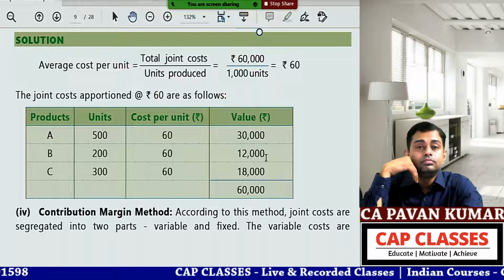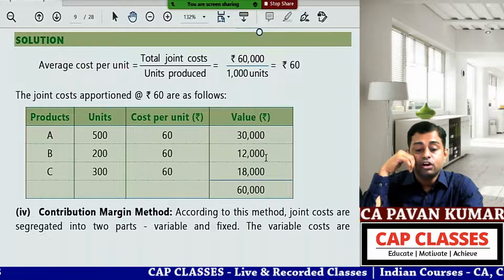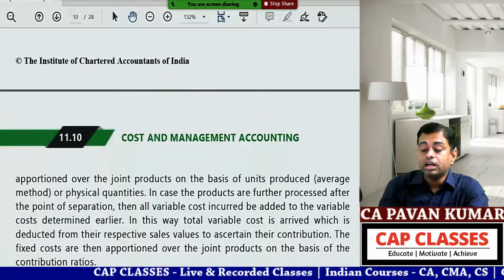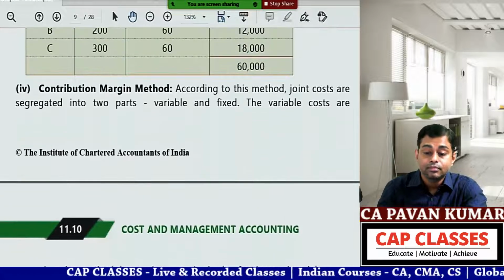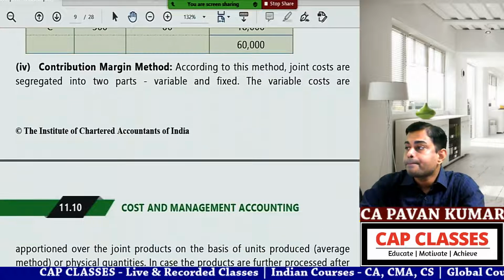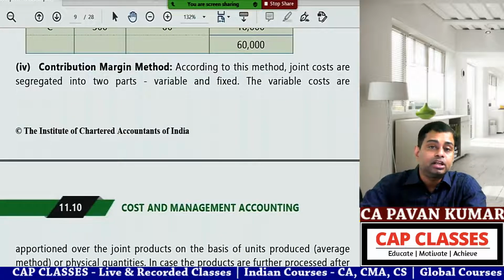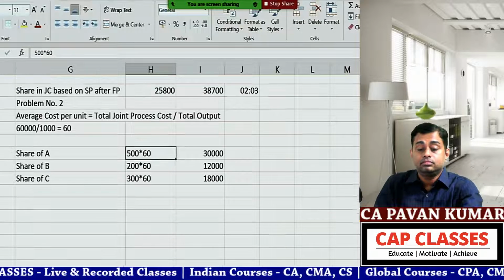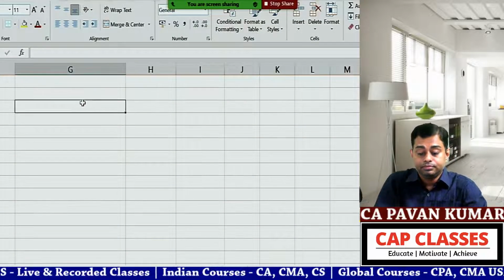Yes. Can we go to next method? Contribution margin method. Write down. Put the heading. According to this method, contribution margin method.